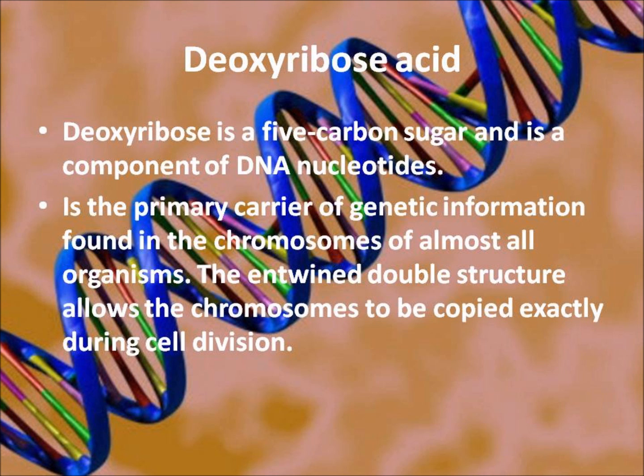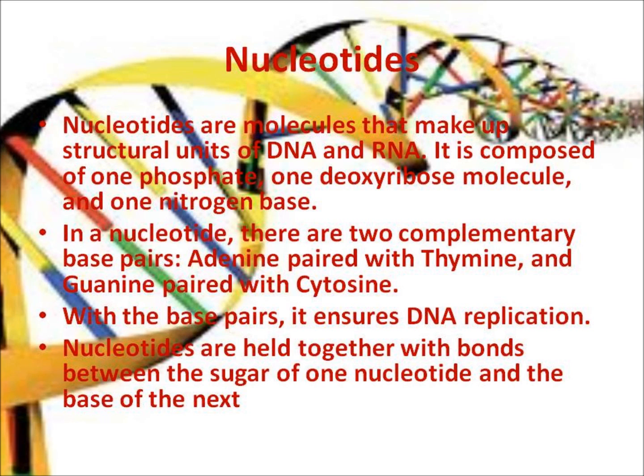Deoxyribose is a 5-carbon sugar and is a component of DNA nucleotides. Nucleotides are molecules that make up the structural units of DNA and RNA. A nucleotide is composed of one phosphate, one deoxyribose molecule, and one nitrogenous base.